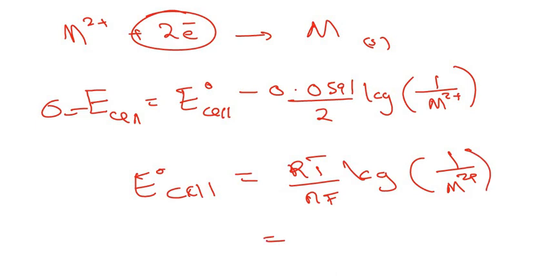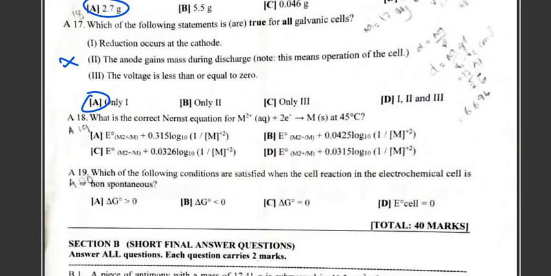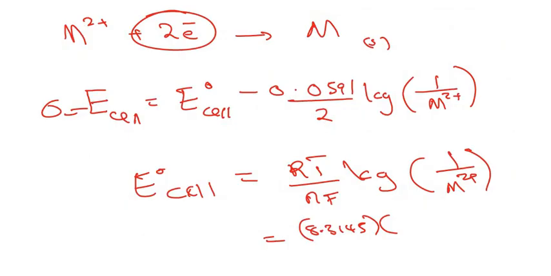So here now we're going to use the next equation. The R is 8.3145. The temperature has to be in kelvins. The temperature given in the question is 45, so we convert it to kelvins. That's going to be 273 plus 45 to convert it to kelvins.